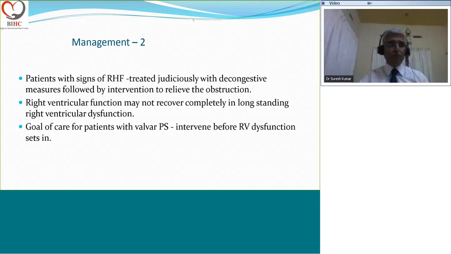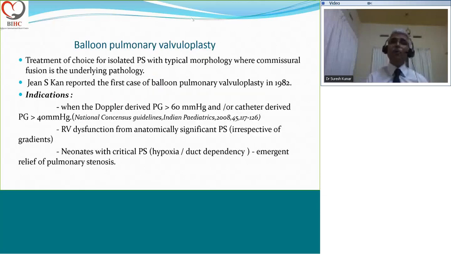And the treatment of choice for isolated PS with a typical morphology is balloon pulmonary valvotomy. It is first done by Doppler scan, and it is indicated when a Doppler gradient is more than 60 millimeters of mercury or a cath gradient is more than 40 millimeters of mercury. Remember, in our national consensus guidelines, we chose the figure 60 for intervention.